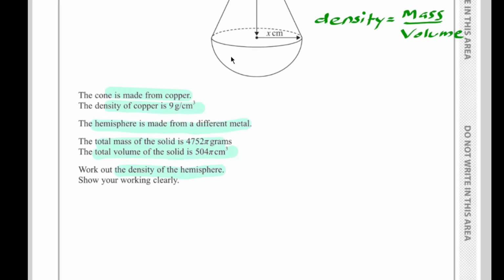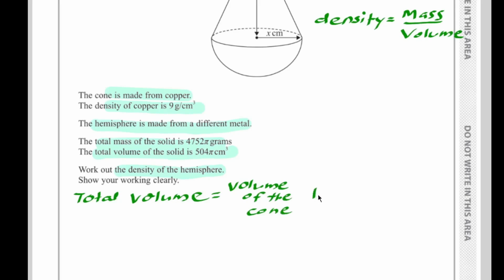For getting x, we have total volume. So I'm going to write total volume equals volume of the cone plus volume of the hemisphere.